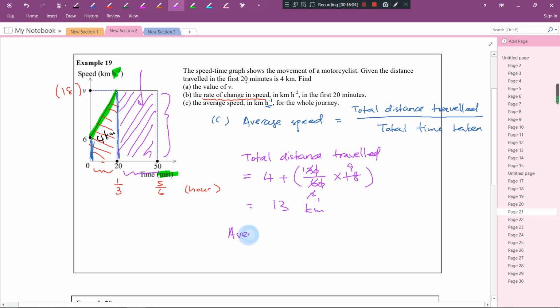So the average speed for the entire journey will be equal to total distance travelled divided by the total time taken. Total time taken is 50. No, remember, change it to hours, which is 5 over 6 hours. Okay, just press your calculator. 13 divided by 5 over 6, you will get 15.6. Okay, so this is how we get the average speed. Just be more careful with the units here.